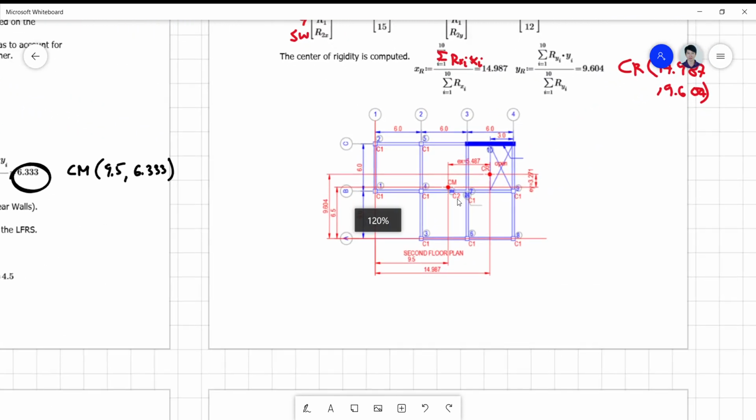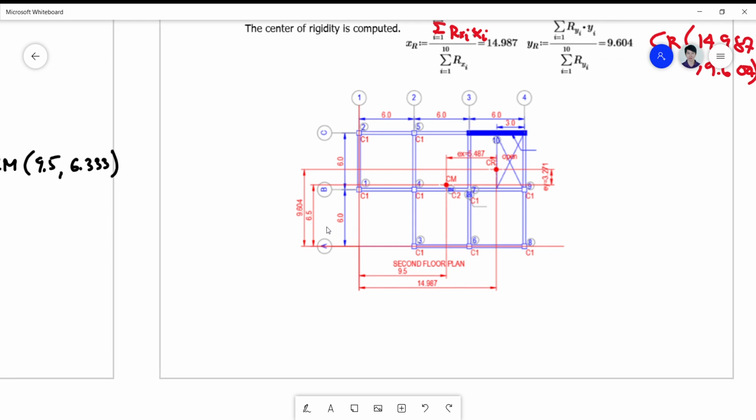So let's try to roughly locate those values here. Okay, so this is the location of CM. It's actually 6.5 there, and then 9.5 here. That's the center of mass, and then we have here your 9.604 center of rigidity and 14.987. So basically the eccentricity that we are referring to now is this one. So this is the EX, okay, and this is the EY, which is 6.487 and 3.271.